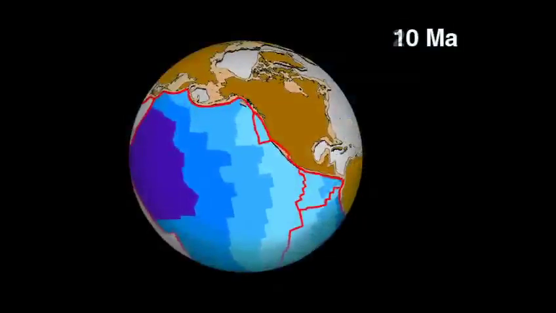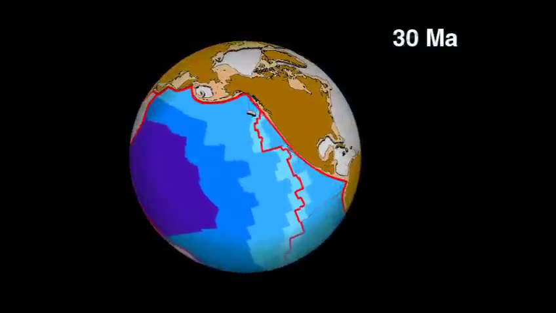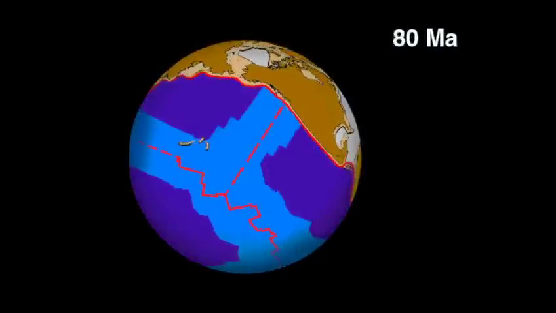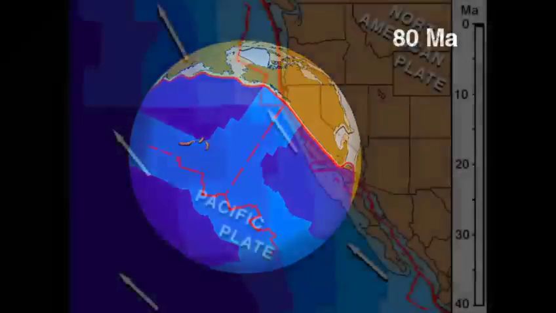All right, so we can observe what the Juan de Fuca plate looks like now, but how can we know what it looked like 40 or 80 million years ago? In order to project back, we reverse the current direction and speed of the plate to reconstruct a model of the Juan de Fuca plate's history.